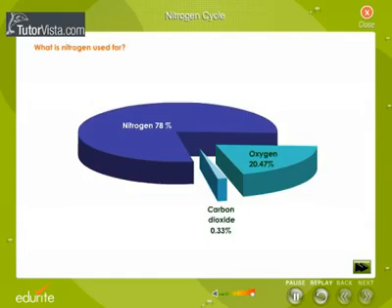Nitrogen forms an essential part of amino acids, which make up proteins and DNA. Nitrogen is essential for all living cells. Air, which is about 78% nitrogen gas, is the major reservoir of nitrogen. But most organisms cannot use nitrogen in this form.